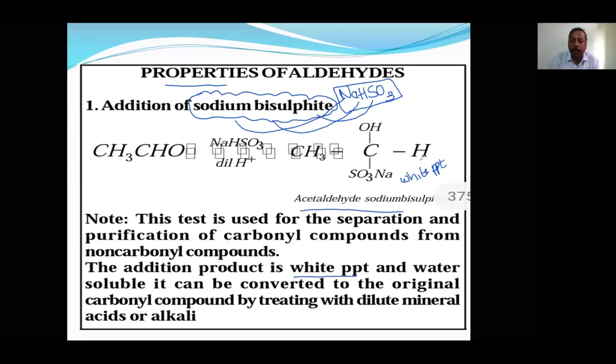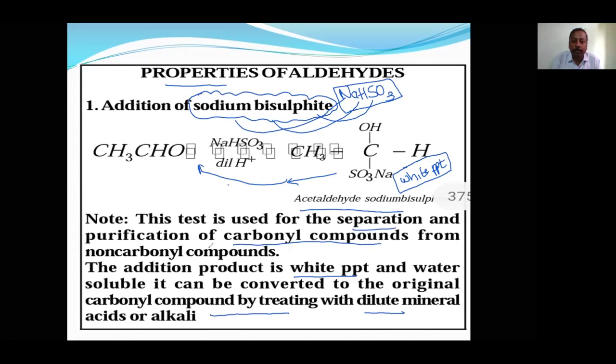A precipitate will be there. PPT does not mean PowerPoint presentation. Here in chemistry, PPT means precipitate. It can be converted into the original compound by dilute mineral acid. So if you add some mineral acid, it will go back to the same compound. Therefore, it is used as a test to find out or purify carbonyl compounds. Separating also, and testing.